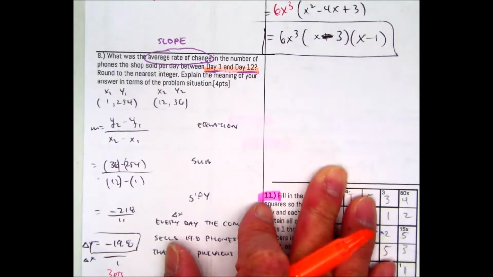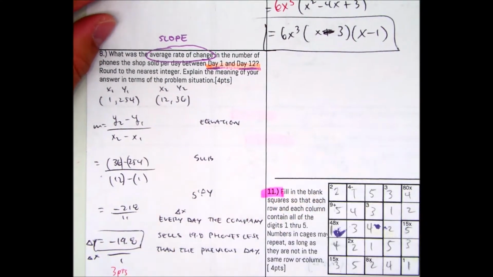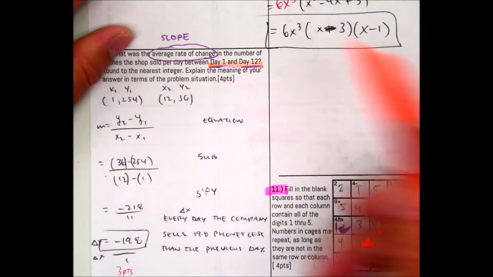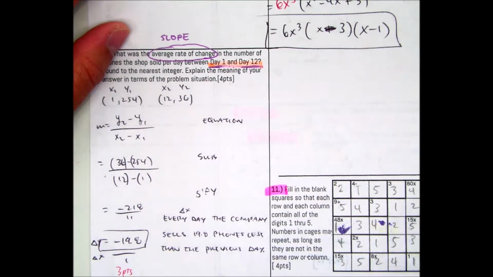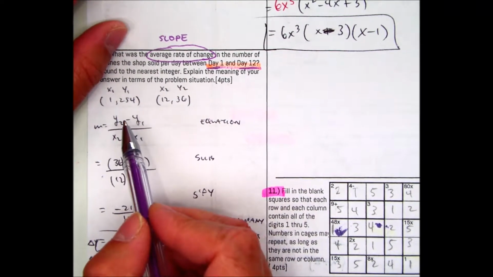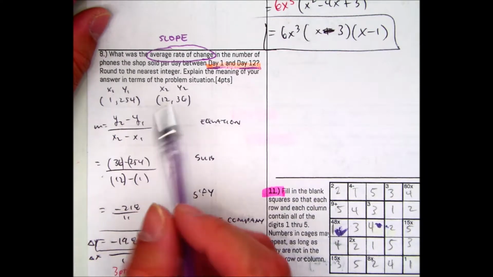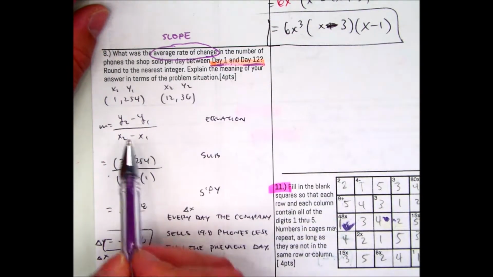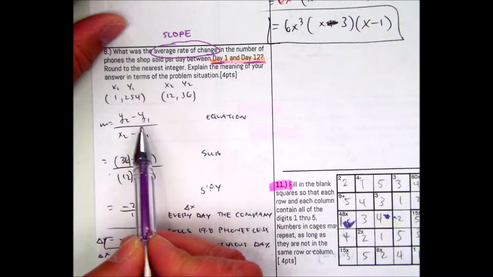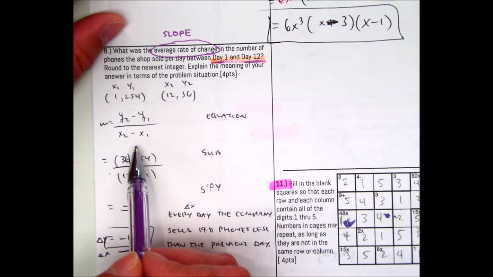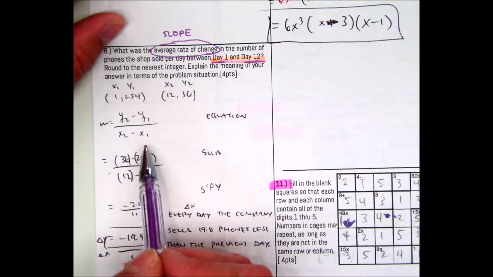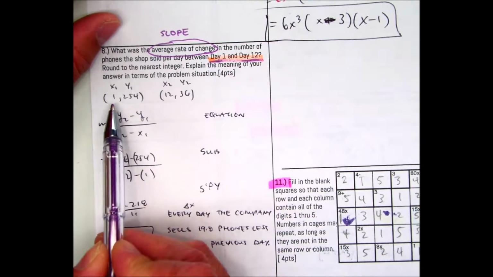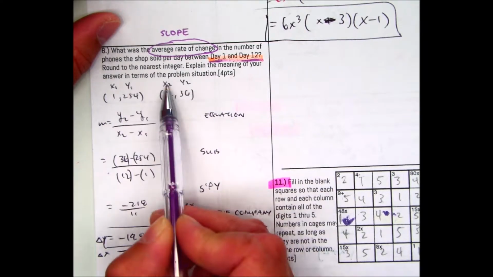Round to the nearest integer. Explain the meaning of your answer in terms of the problem situation. So I labeled it. I would probably say 1 out of every 2 students miss this problem. If they had known average rate of change was a slope, always write down your formula. y2 minus y1 over x2 minus x1. That should have been an easy 2 points because you had your formula sheet, which you have. Label your order pairs, x1, y1, x2, y2.